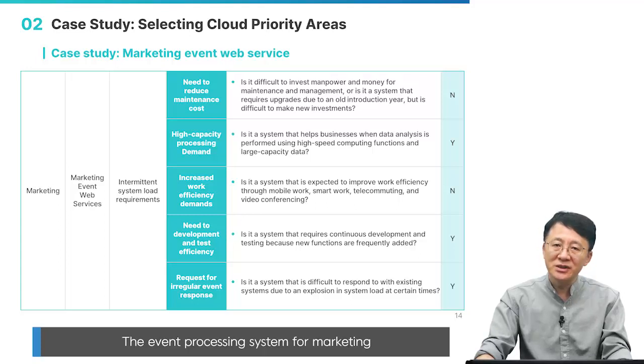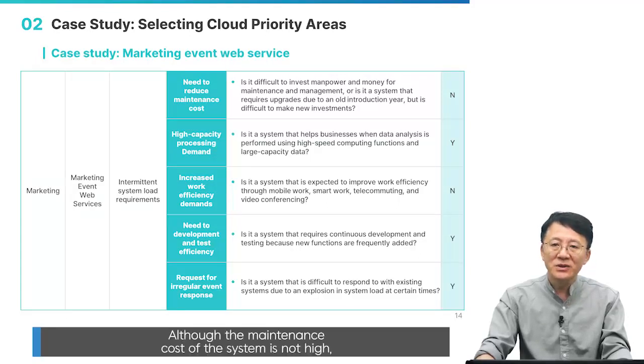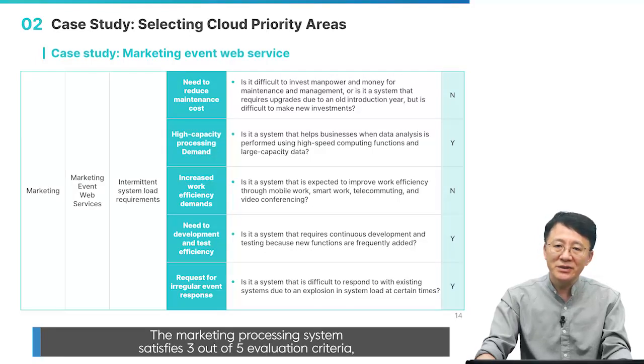The event processing system for marketing is a system that requires a large amount of data processing. Although the maintenance cost of the system is not high, the demand for business continuity is not high, and the development and updates are often made. In addition, the requirements for handling irregular events are very high. The marketing event processing system satisfies 3 out of 5 evaluation criteria, so it can be seen that the cloud conversion priority is higher than the mail system.